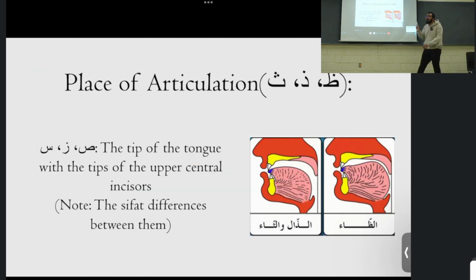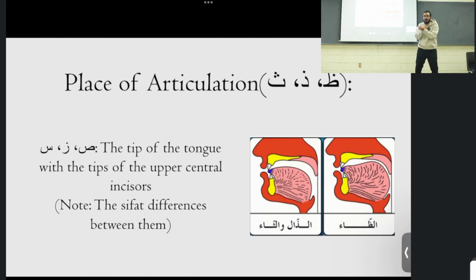Okay. It's the tip of the tongue with the tip of the upper central incisors. Now, we said what is the difference between tha and dhal? Only vibration. So do not hit the upper central incisor harder. Do not go hard on the central, do not go harder with your tongue. Do not let the tongue hit the, no. Just add vibration, that's it. With the same level of pressure. Say it, and then add vibration.